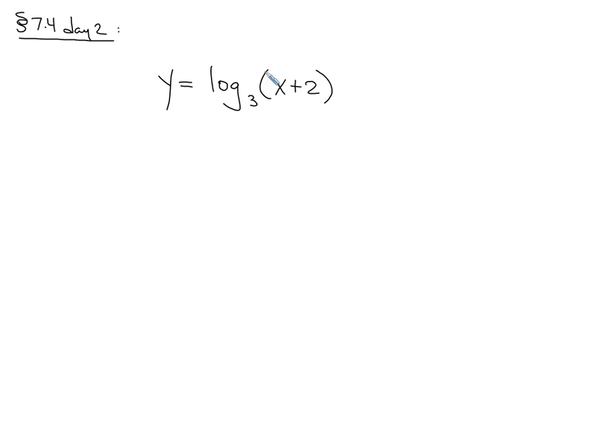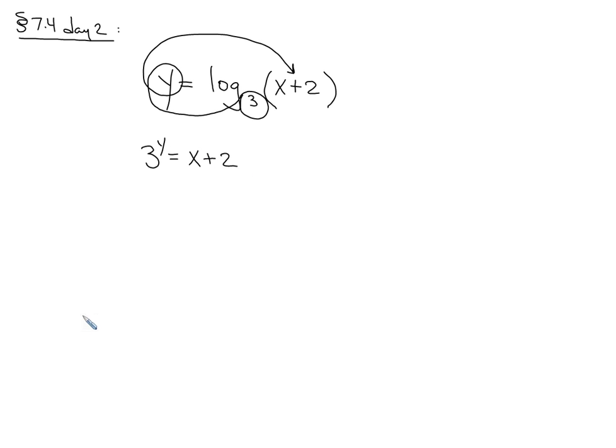itself. So if there were no parentheses on this, what would we have to do first? Subtract 2 to move it over. But because there are parentheses on this, we don't need to subtract the 2 because the log is already by itself, because the 2 is part of the log. So the first thing we're going to do is we're going to unravel this, and we get 3 raised to the y power equals x plus 2.